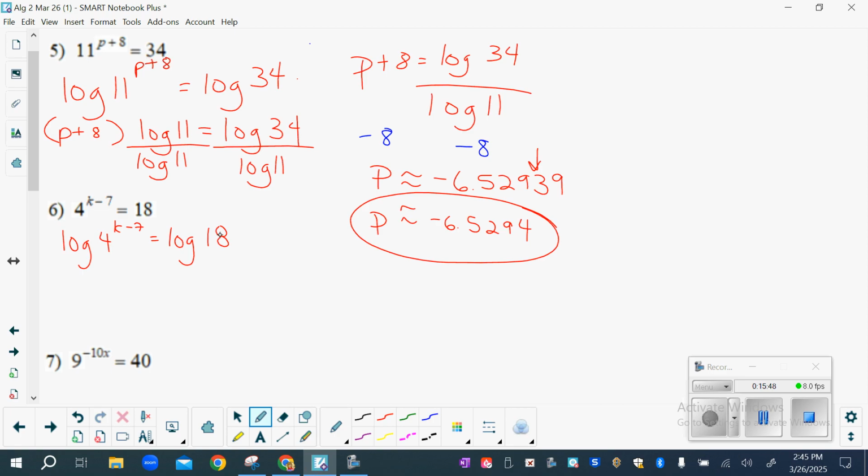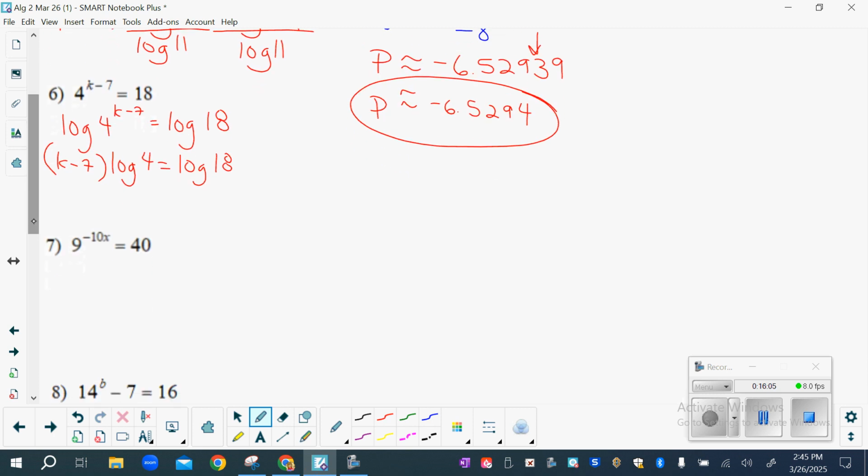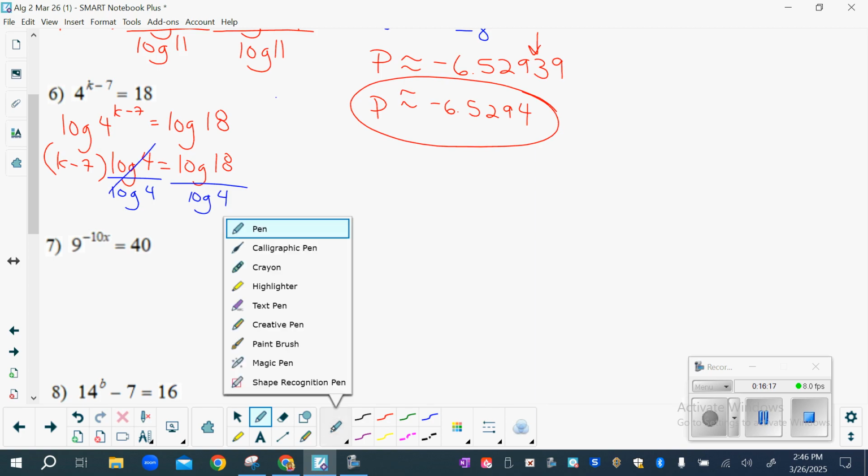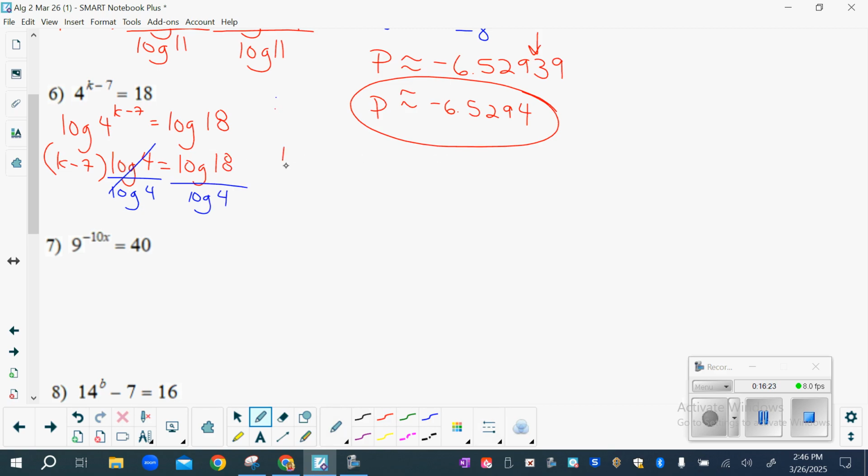So what would my next step be? You divide by log 4 on both sides, right? Before we do that, what do we do with the k minus 7? You gotta get it on the other side. Yep, move it to the front. K minus 7 times log 4 equals the log of 18. And then we can divide by log 4. And so these cancel. I have k minus 7 equals the log of 18 divided by the log of 4.